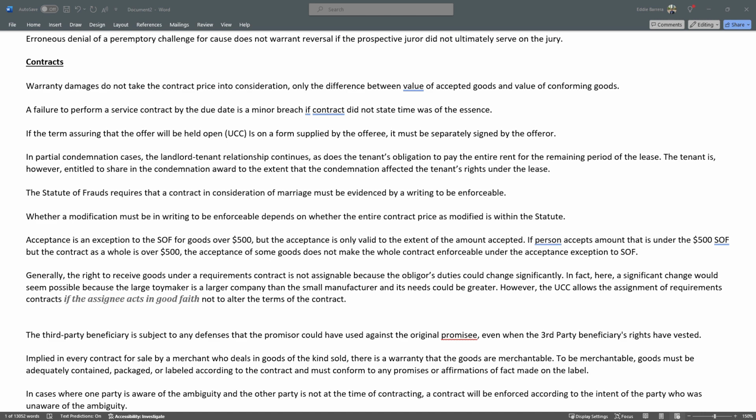Implied in every contract for sale by a merchant who deals in goods of the kind sold, there is a warranty that the goods are merchantable. To be merchantable, goods must be adequately contained, packaged, or labeled according to the contract and must conform to any promises or affirmations of fact made on the label.